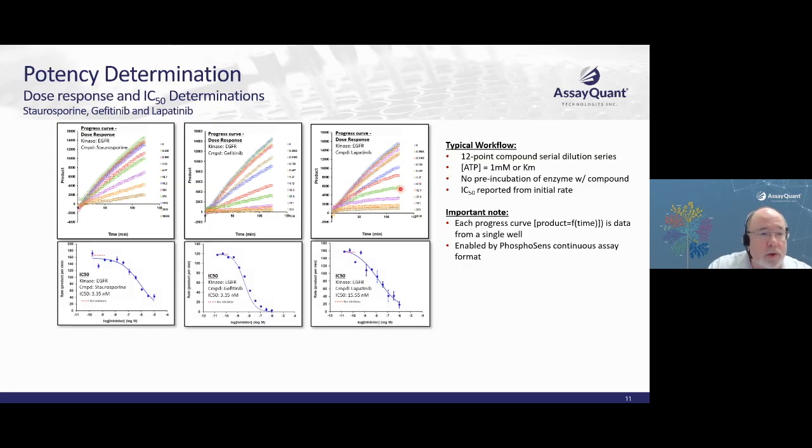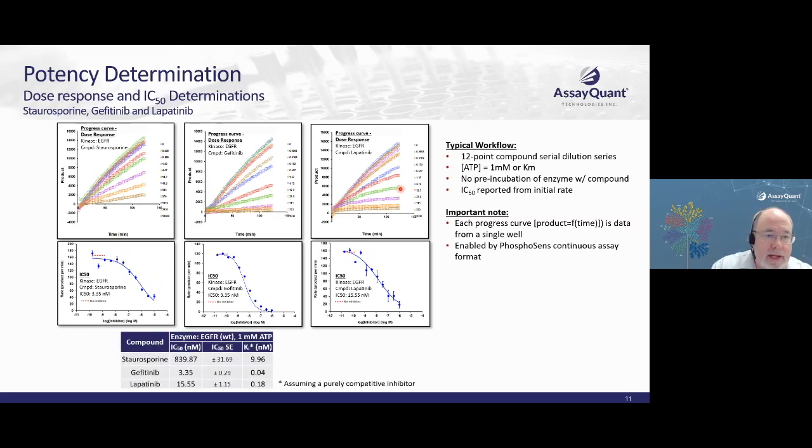So here are the dose response curves that you can pull out of these, again, from the initial rates from what we derived there. And we can plot all of those and report those to you with our error. And if we have enough information about the Km, the concentration of ATP used, the concentration of the enzyme, all the stuff that goes into the Cheng-Prusoff equation, we can report a Ki to you. And so typically we have the caveat there that we're assuming it's purely competitive in our typical report.